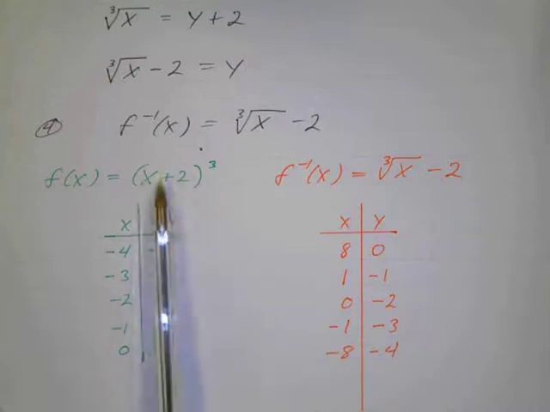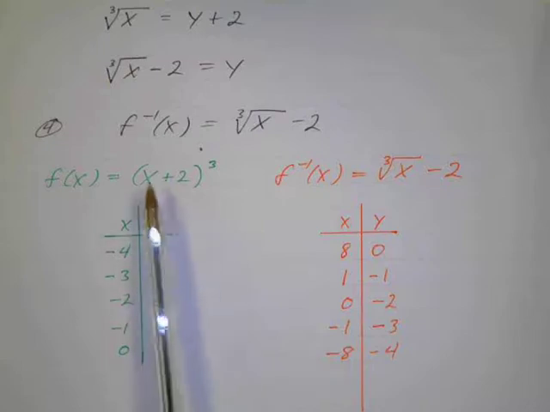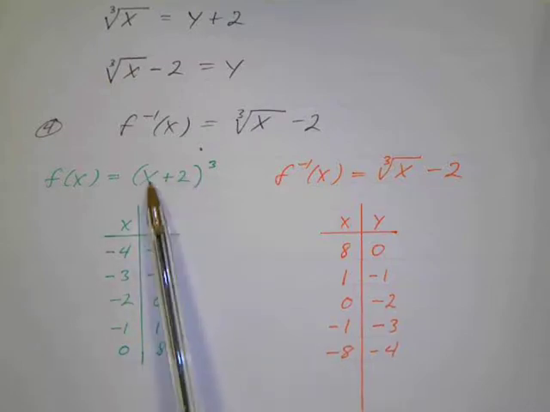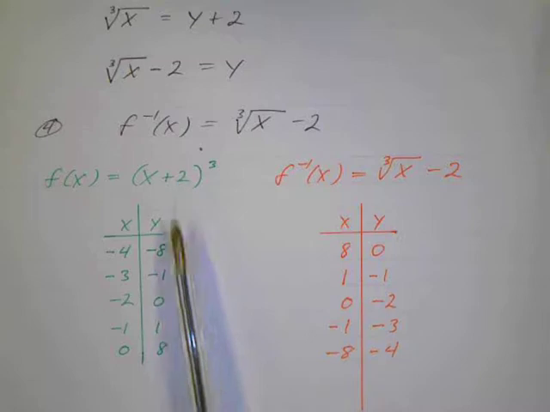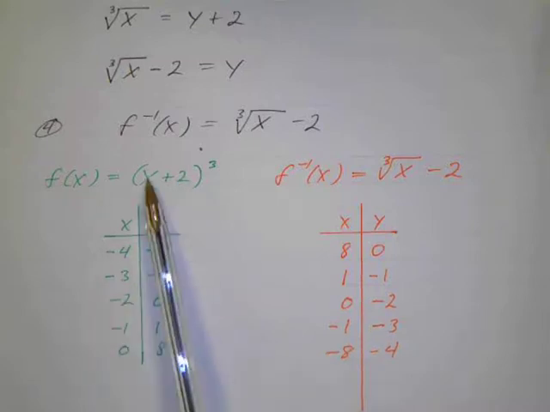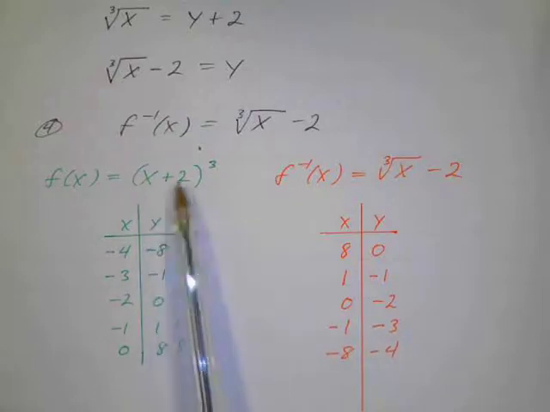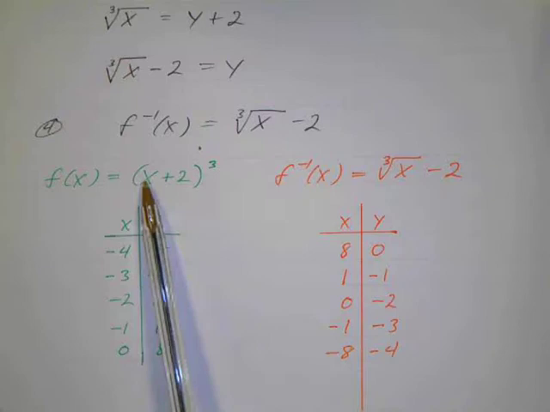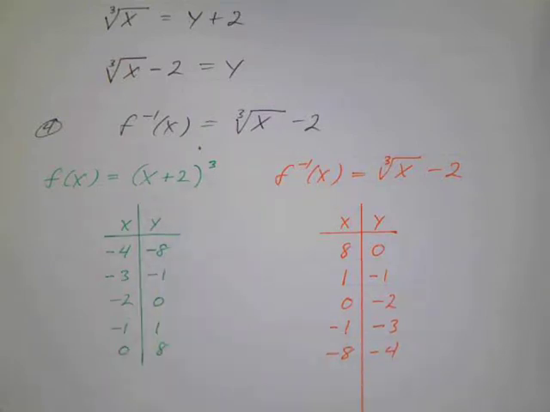I knew that if I put 0 in, I would get 2 cubed, which would be 8, so I started a little smaller, and tried -4. -4 plus 2 is -2, and -2 cubed is -8. Then I tried -3: -3 plus 2 is -1, and -1 cubed is -1. Then I put -2 in here, plus 2 is 0, 0 cubed is 0. Then -1 plus 2 is 1, 1 cubed is 1, and then I put 0 in here, 0 plus 2 is 2, 2 cubed is 8. I could kind of see what was going on.